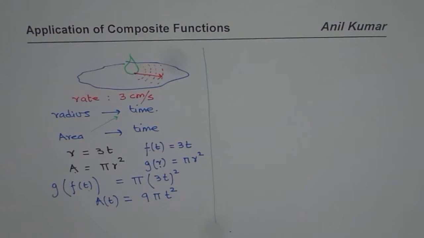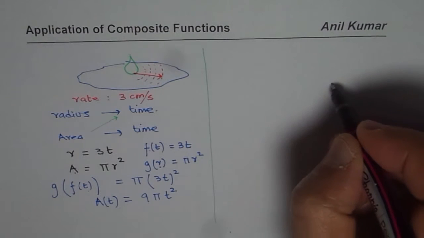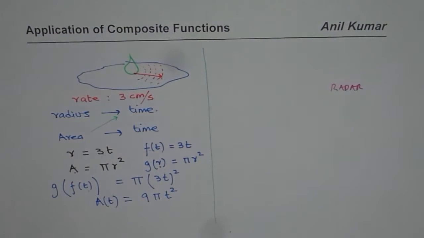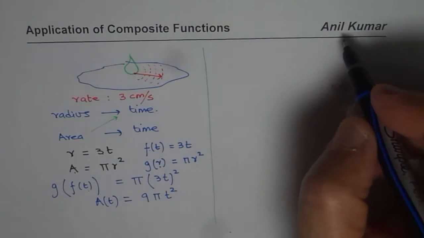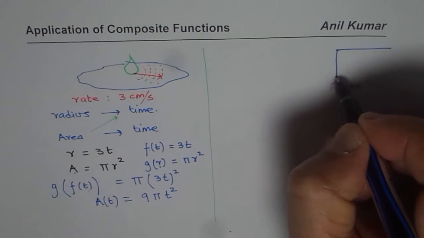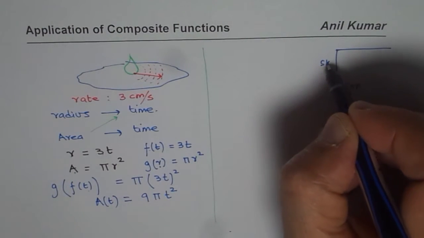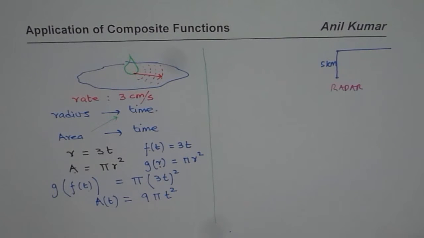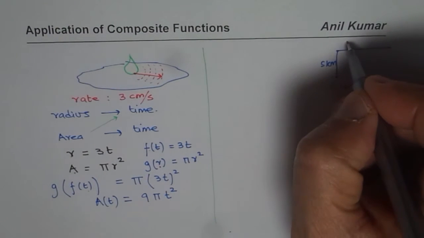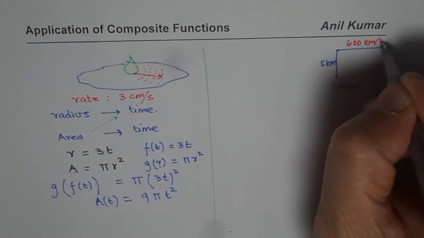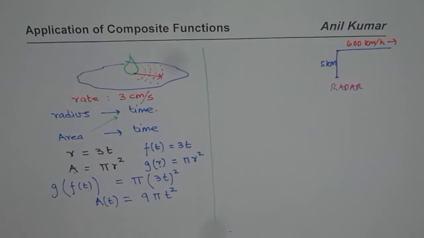Now this time, let's take an example. Let us say there is a radar which is tracking an airplane. Let us assume that the airplane crosses over the radar, and let's say this distance is 5 kilometers. And let us assume that the speed of the airplane is around 600 kilometers per hour. So it's going in this direction.